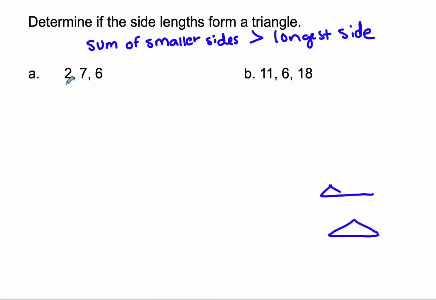Okay, so what we're going to do on these is figure out which two are the shortest sides. So for A, 2, 7, 6, 2 and 6 are the shortest sides. And then you compare to see, are they greater than your longest side? So here 2 plus 6 is 8. 8 is greater than 7. So yes, you do need to show the math to support your answer. You can't just write yes or no.